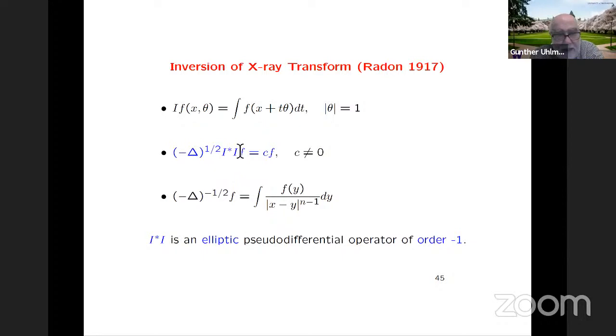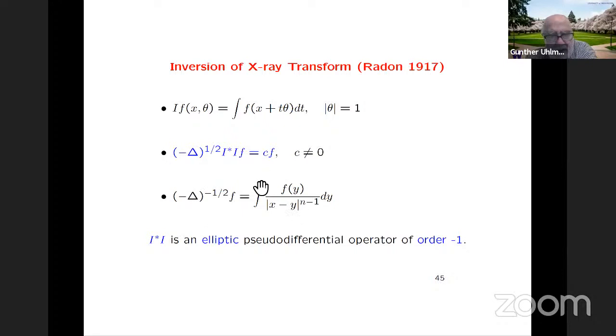When you take the normal operator, I star denotes the adjoint. You already saw this, I suppose. And then the inverse is the fractional Laplacian. This is another way to find the Radon inversion formula.